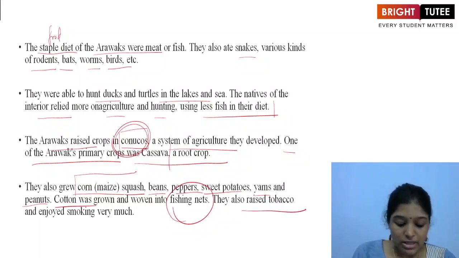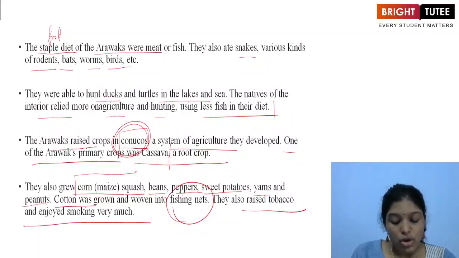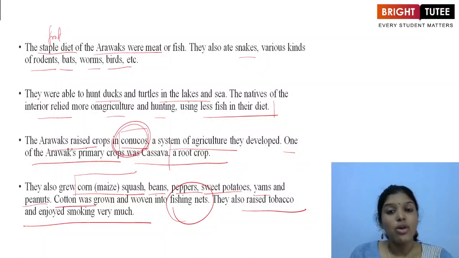And they also raised tobacco and enjoyed smoking very much. So along with all this production of different kinds of food, tobacco was also grown in these places, and people of the Arawak culture preferred and enjoyed smoking.